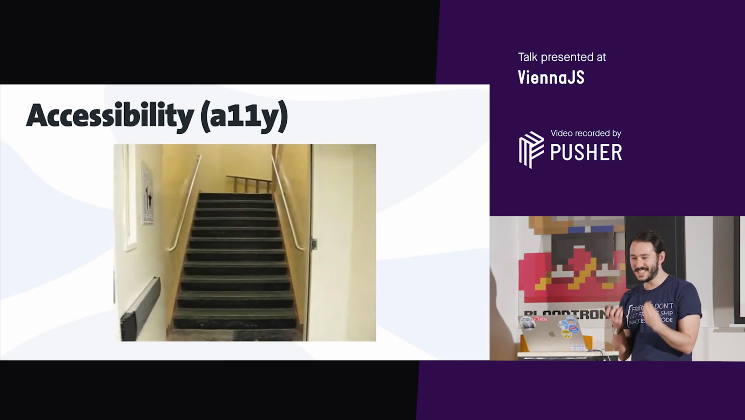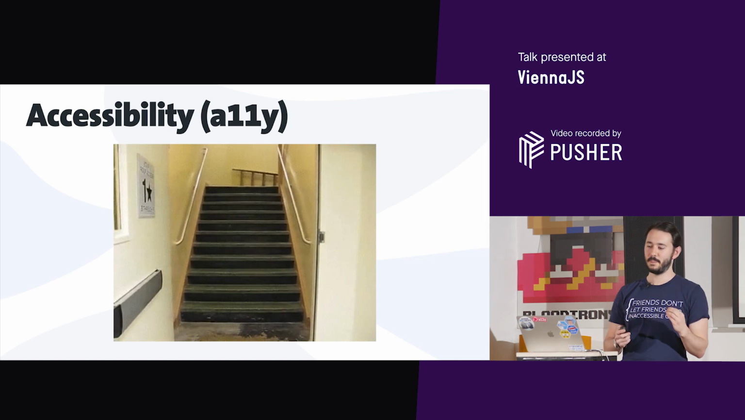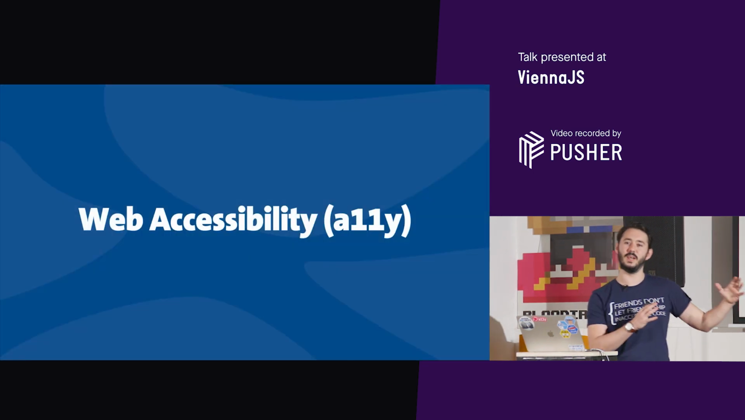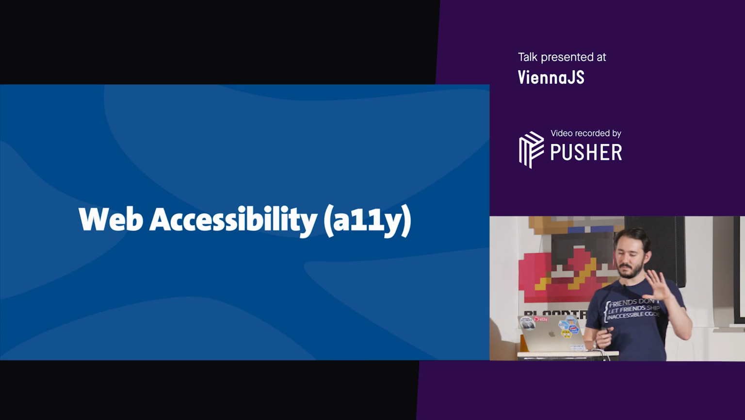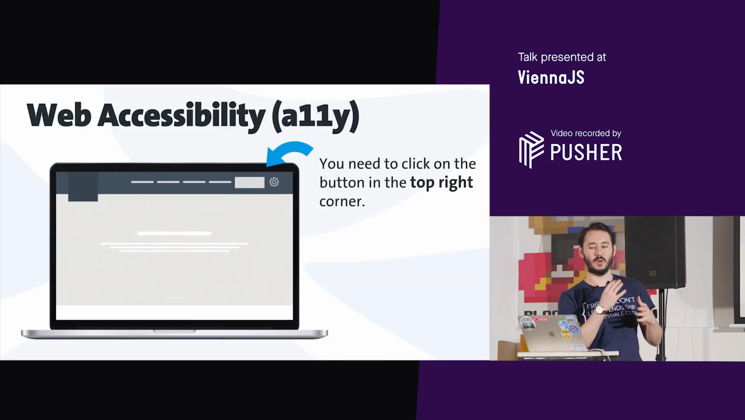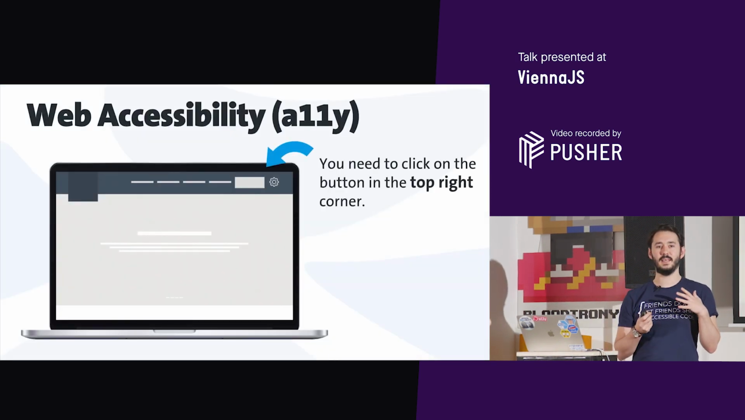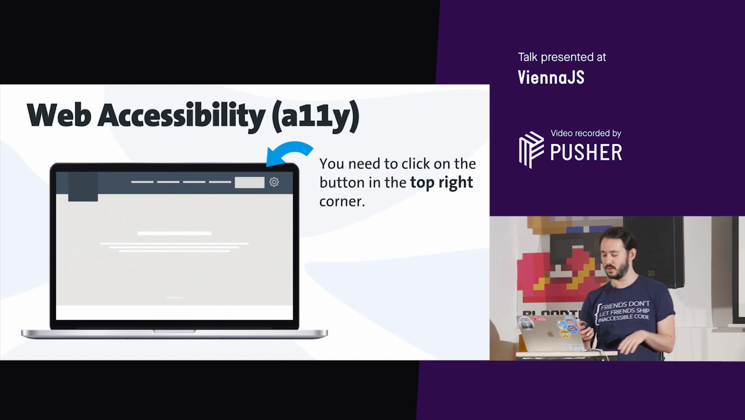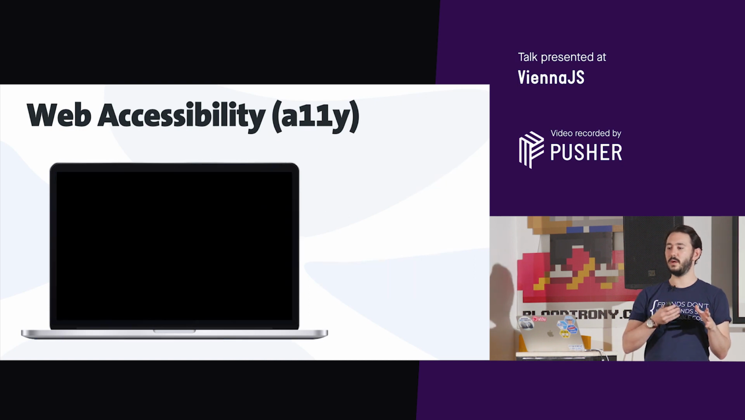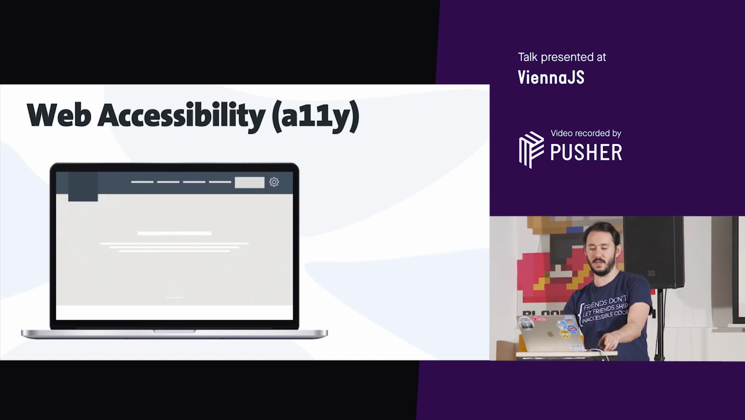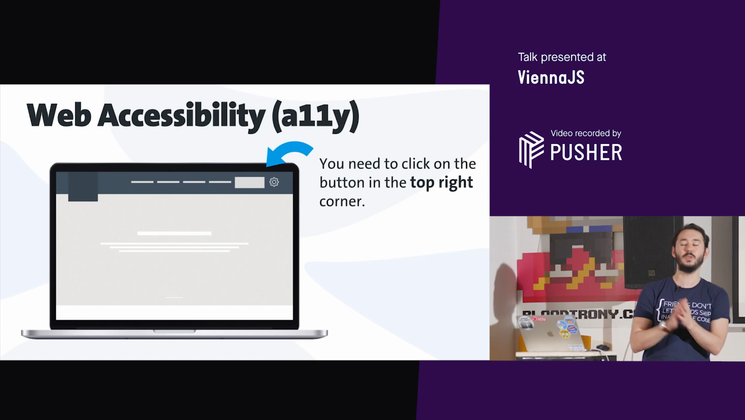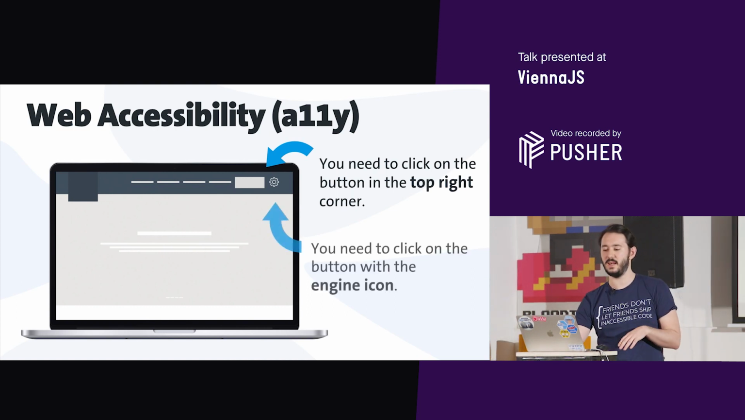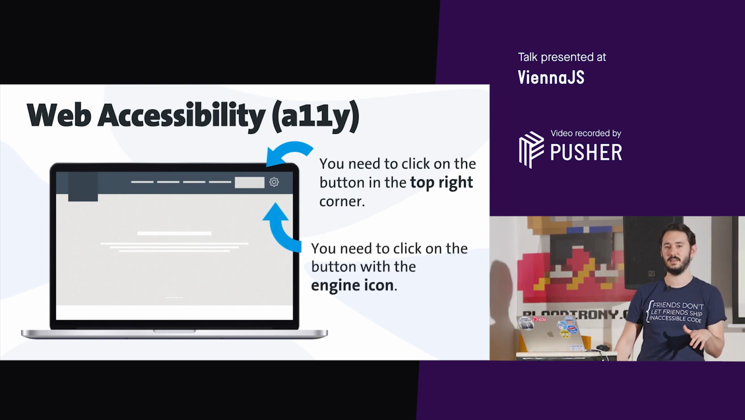So why is this so obvious in the real world, but not that obvious in the online world? Let me put an example in the online world. You are in an online shop, and you want to know your previous purchases. So you call support, and you might get something like, you need to click the button in the top right corner. Or you want to change your email address, so they say, you need to click the button with the engine icon.